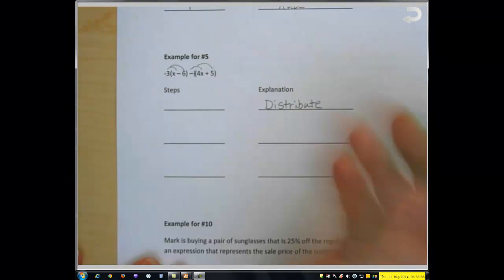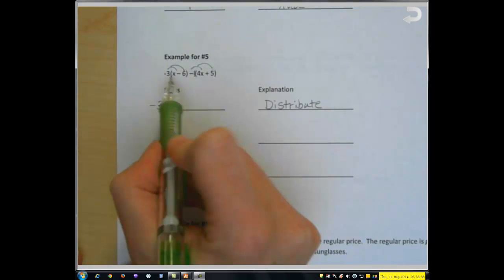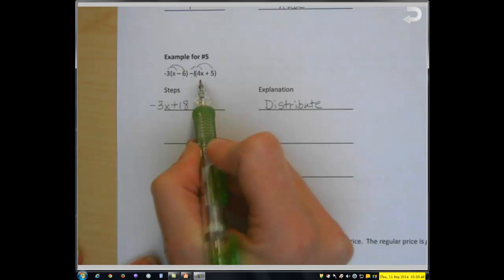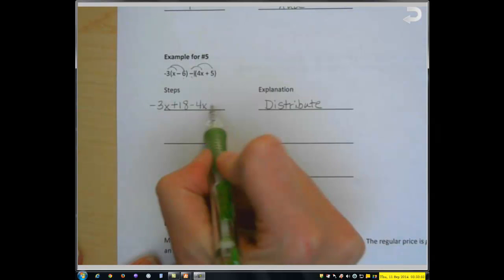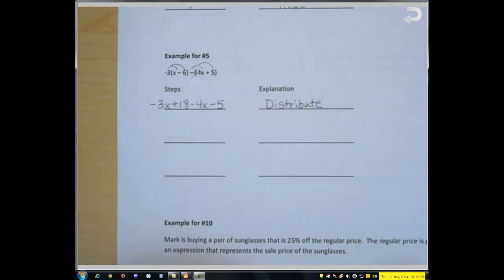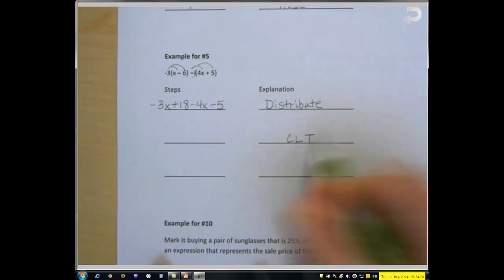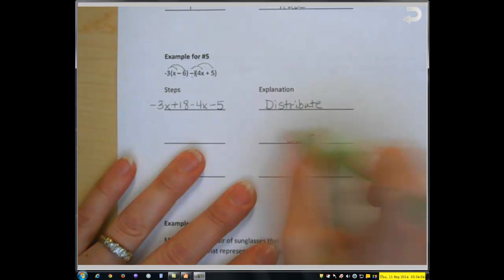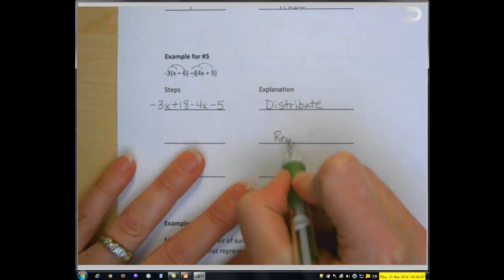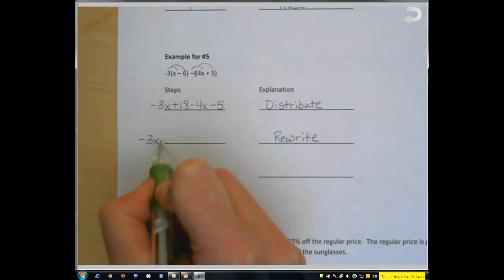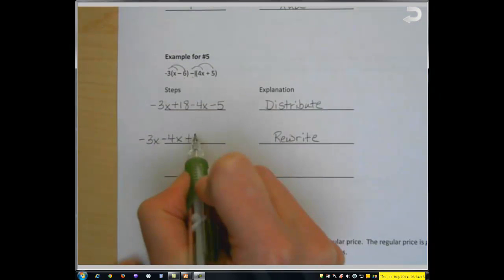-3 times x is -3x. -3 times -6 is +18. -1 times 4x is -4x. -1 times 5 is -5. The next step is to combine like terms. And before we combine, we're just going to go ahead and rewrite the equation so that the like terms are together. So we have 2 terms with x, and we have 2 terms without a variable.